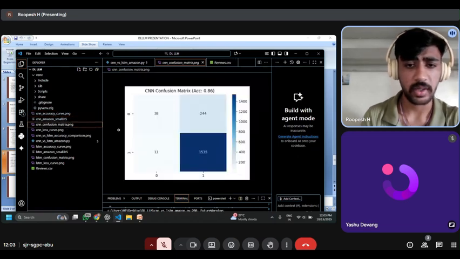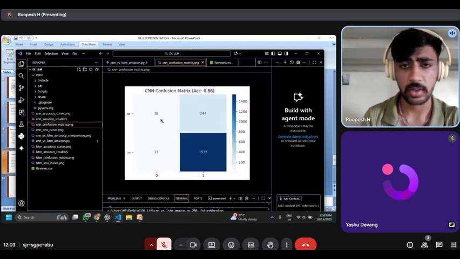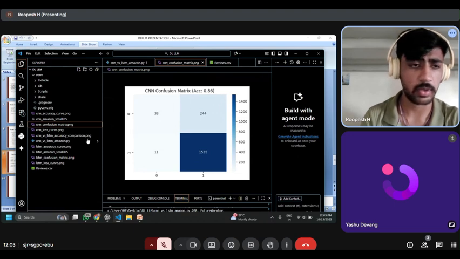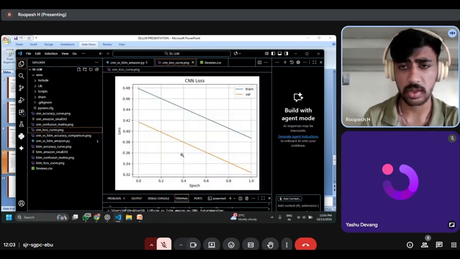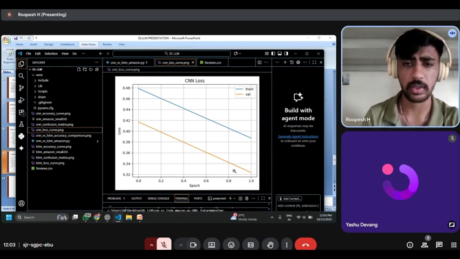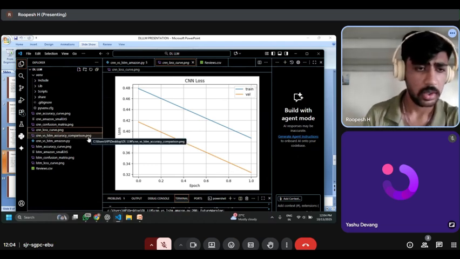The CNN confusion matrix, you can see over here. This is the confusion matrix, which has an accuracy of 0.86. Over here, you can see the loss curve. First, it was a bit high, but after the validation, it doesn't have that much.